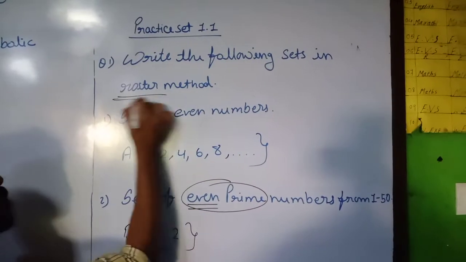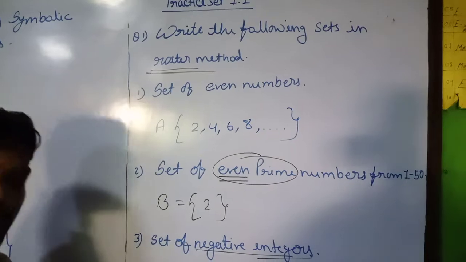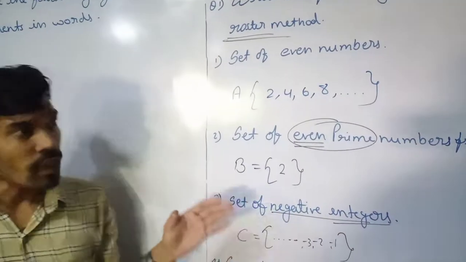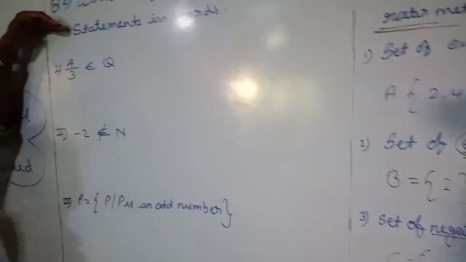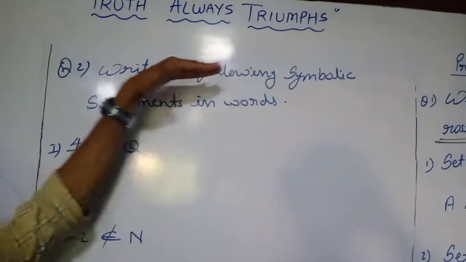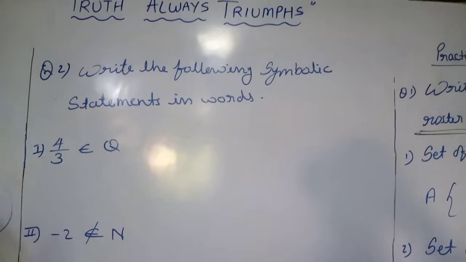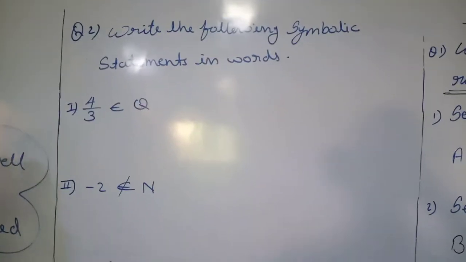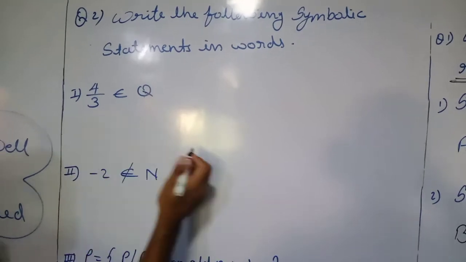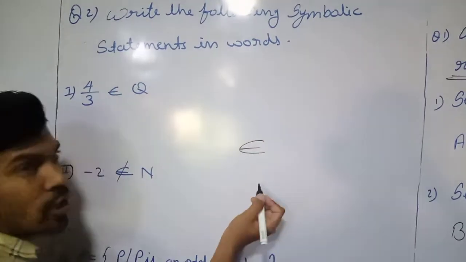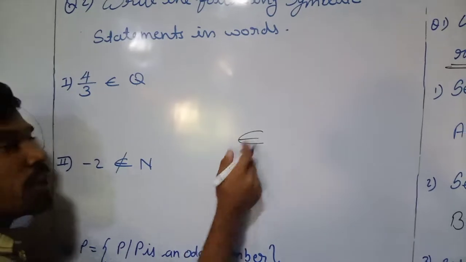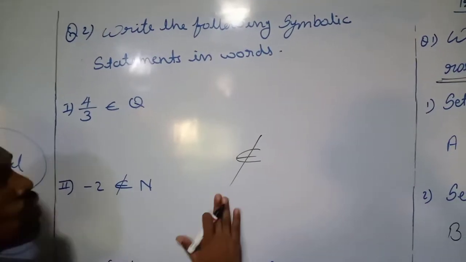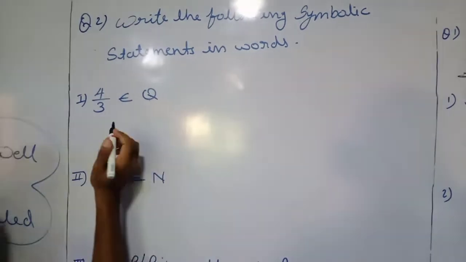If at the place of roster method they had mentioned the listing method, then also we are going to do the same way. Now proceed for question number 2. Write the following symbolic statements in words. The given questions are in symbolic statements. We are getting the symbol of element of, and if we cut that symbol, it is not an element. So we have to write in a statement form.